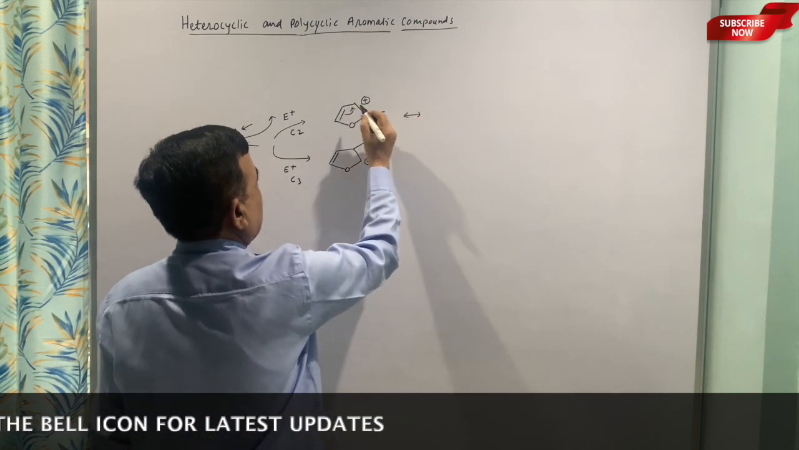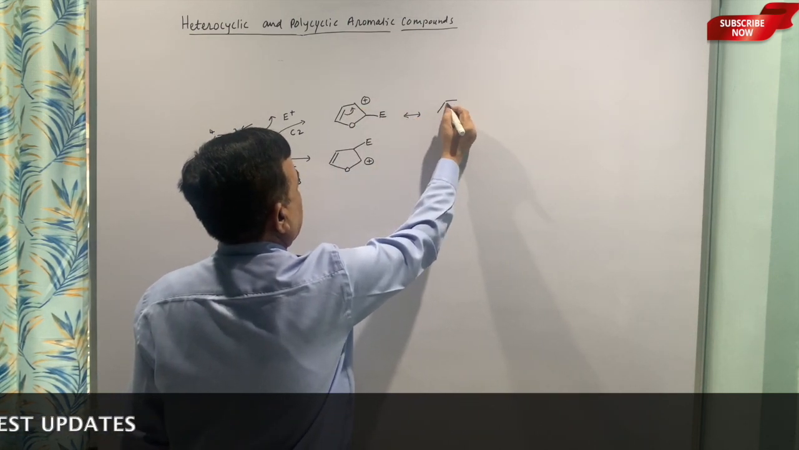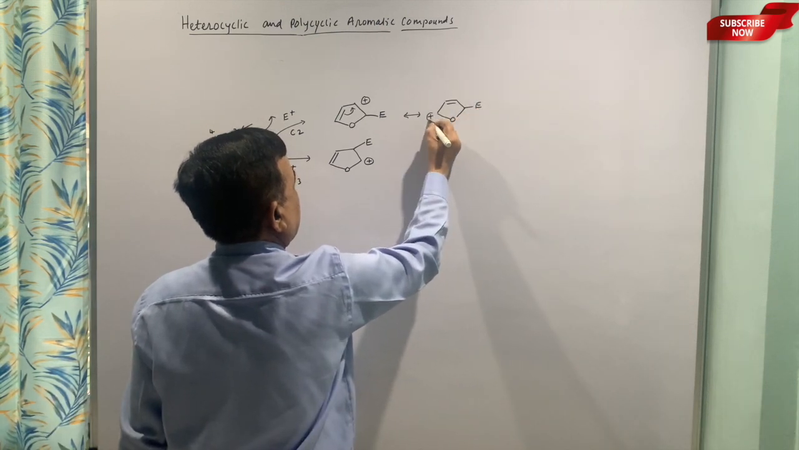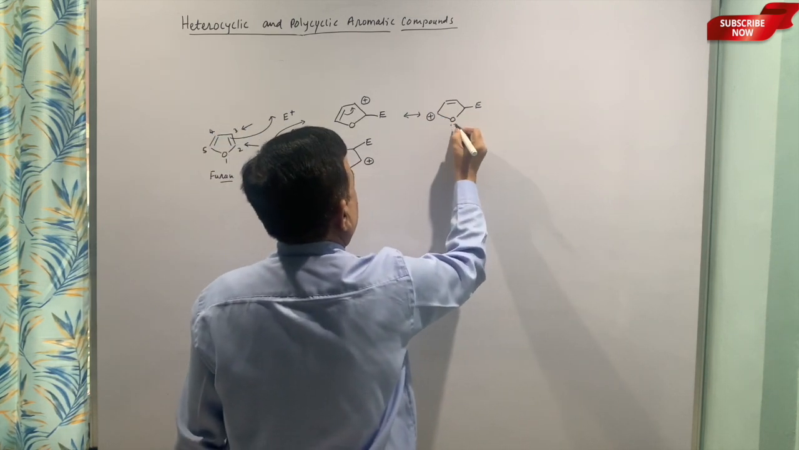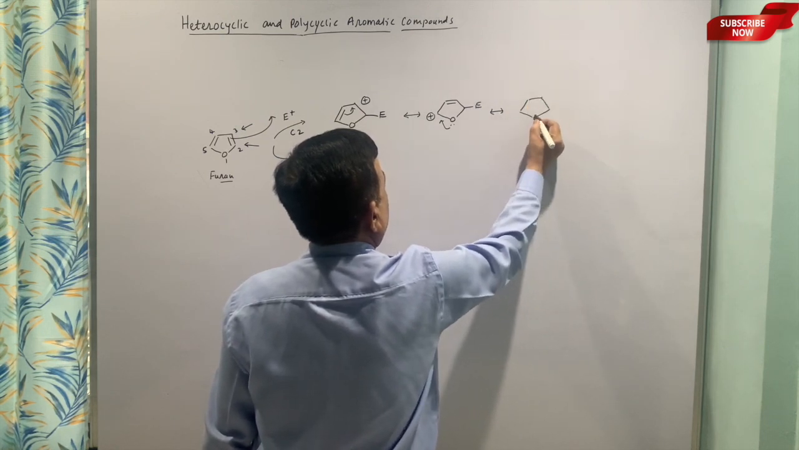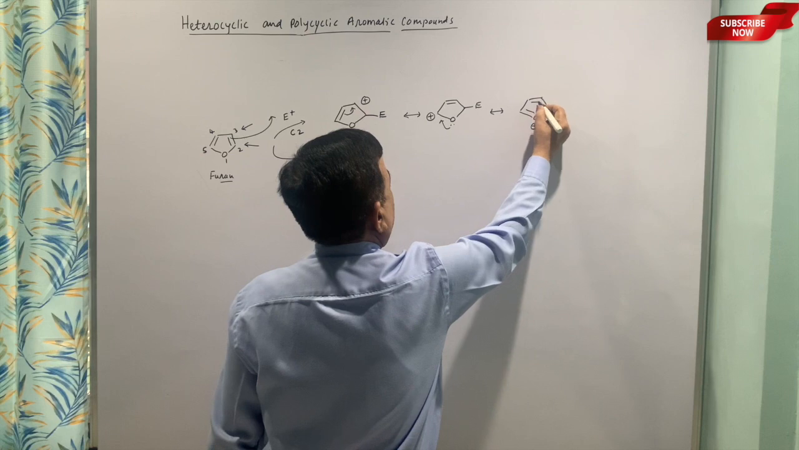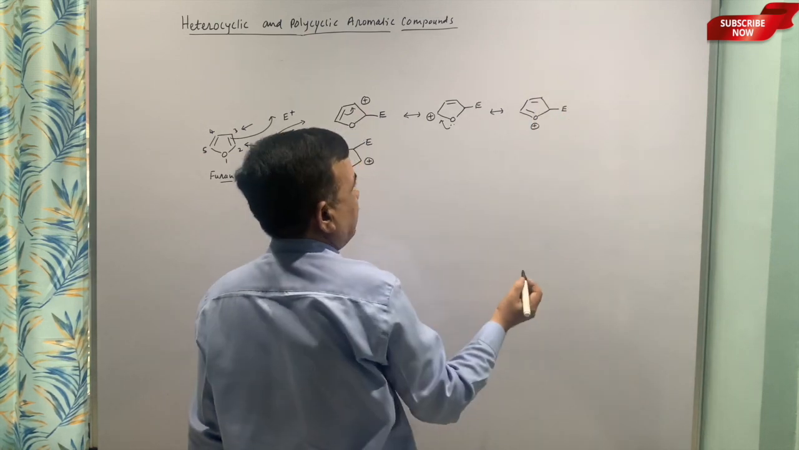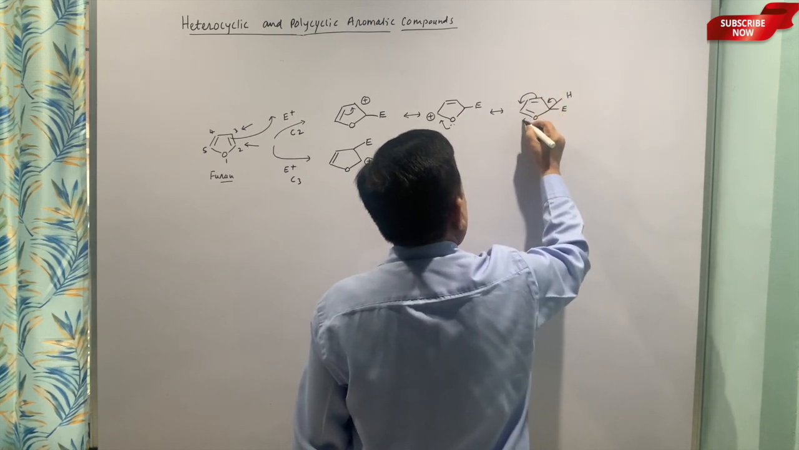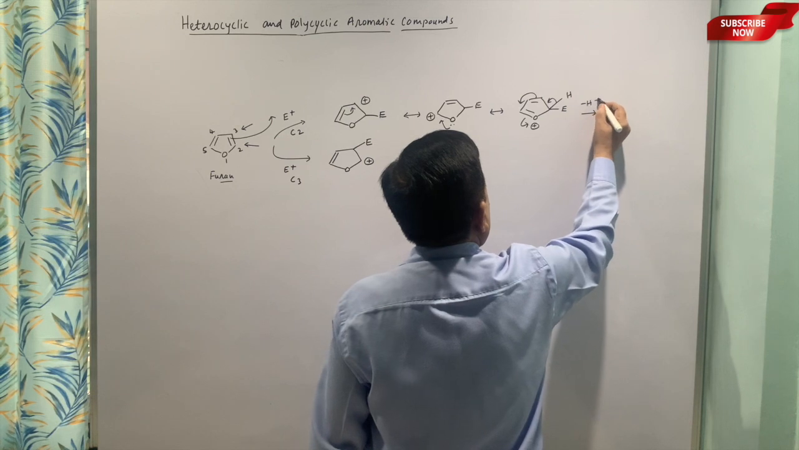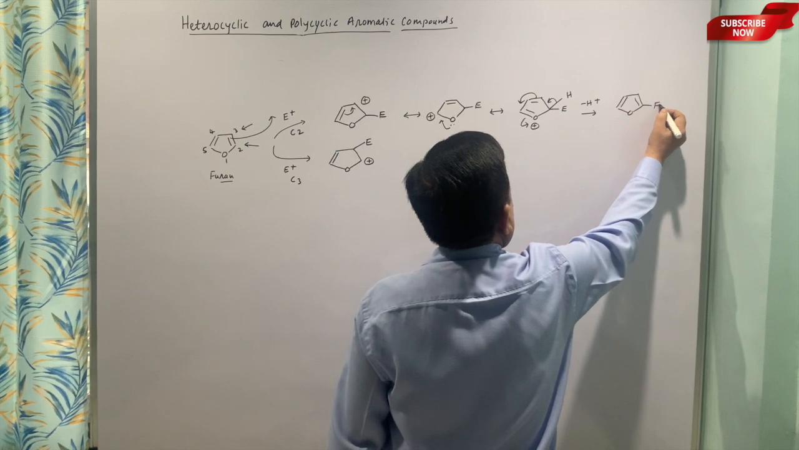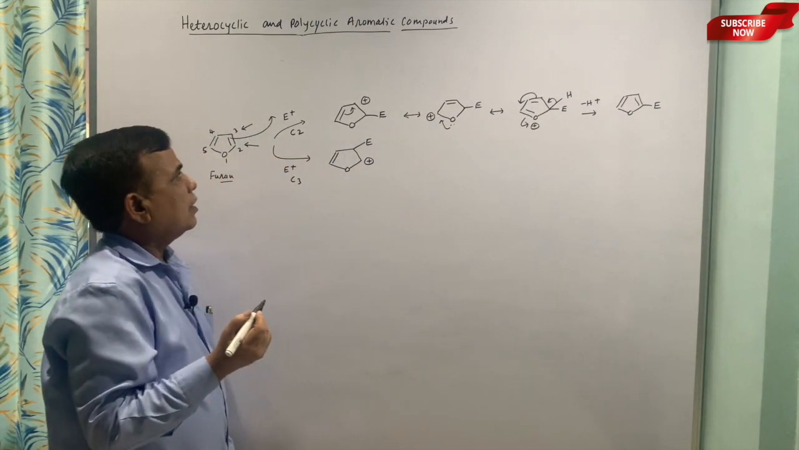In addition to this, you can always put the canonical structures. The positive charge is shifted here. You can write down one more resonating structure by utilizing the lone pair of electrons, and now the excess charge is taken up by oxygen, and then lastly this proton is sacrificed and you restore the aromatic sextet for this compound. Okay. Now, this is about C2 substitution.